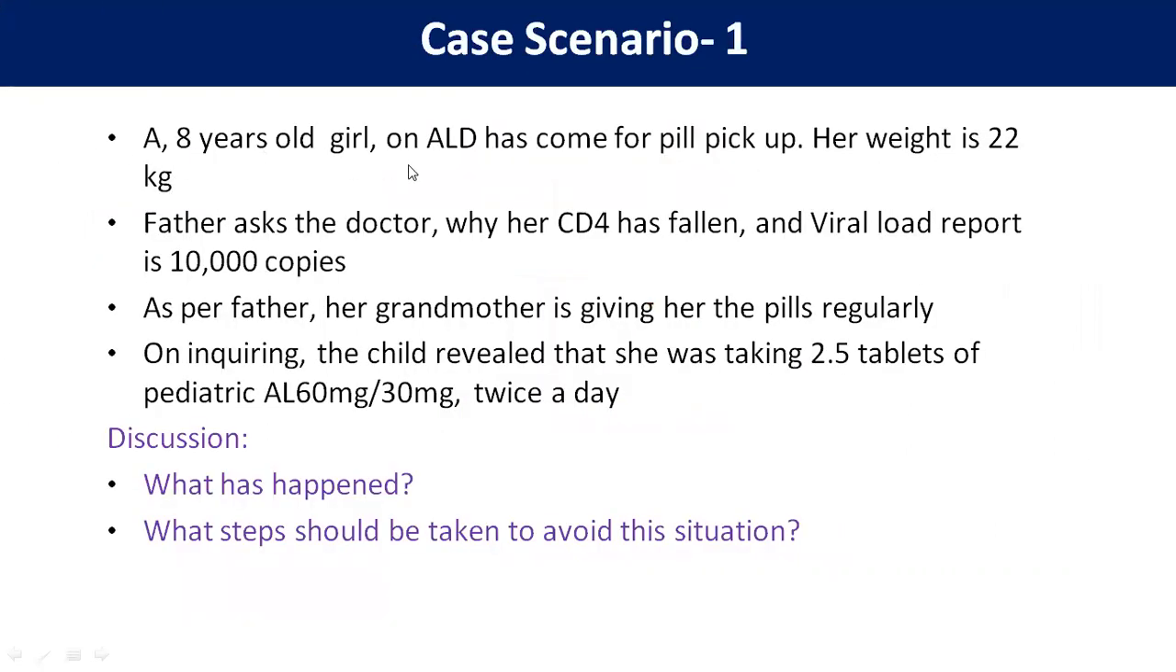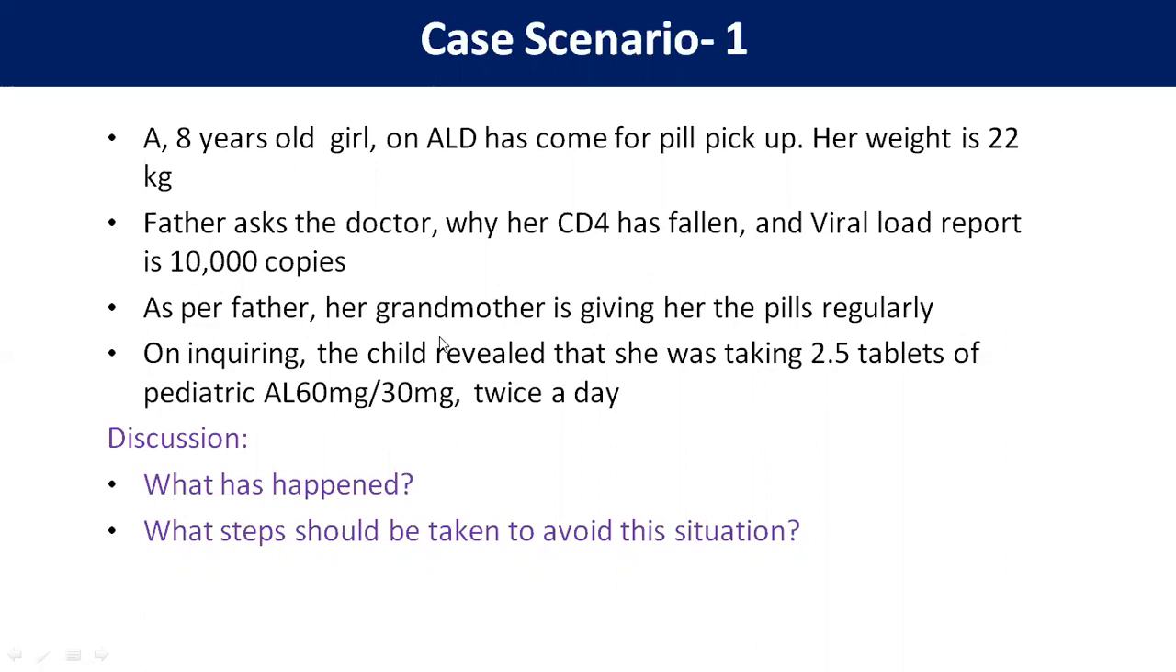Now see this case: an 8-year-old girl on ART has come for pill pickup, her weight is 22 kg. Father asked the doctor why her CD4 has fallen and the viral load is reported as 10,000. As per the father, her grandmother is giving her pills regularly. On inquiring, the child revealed that she was taking 2.5 tablets of pediatric AL 60 twice a day. This is what is written here, and a similar real scenario I saw in the last session meeting.